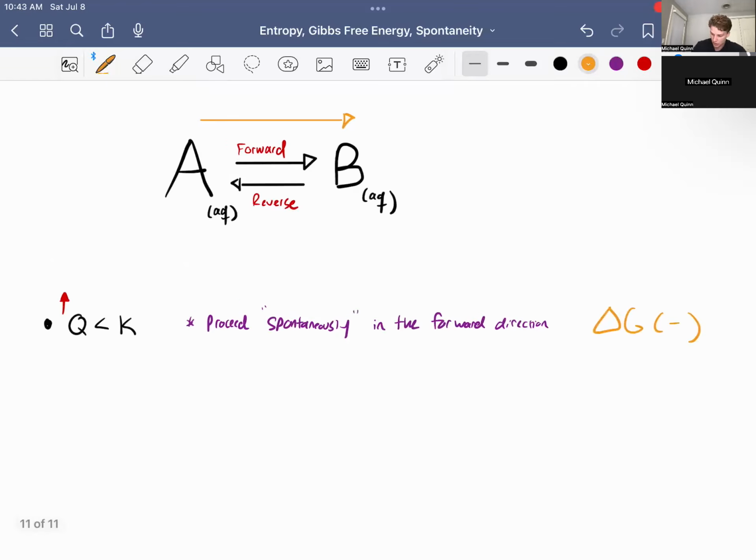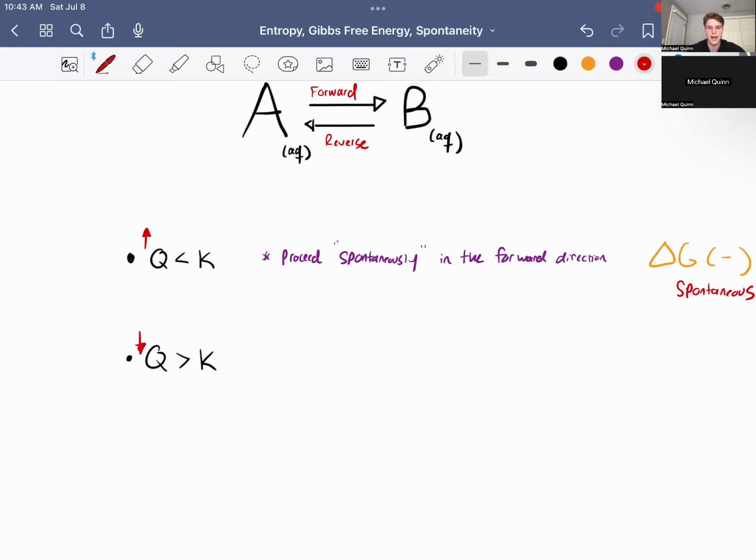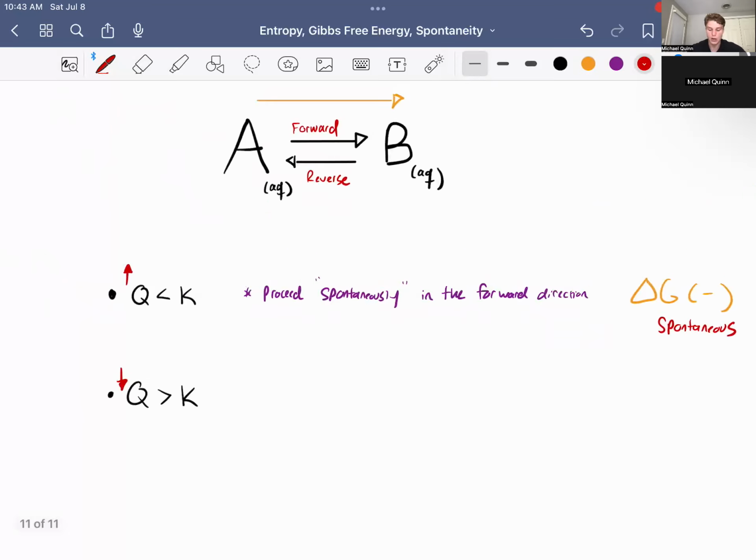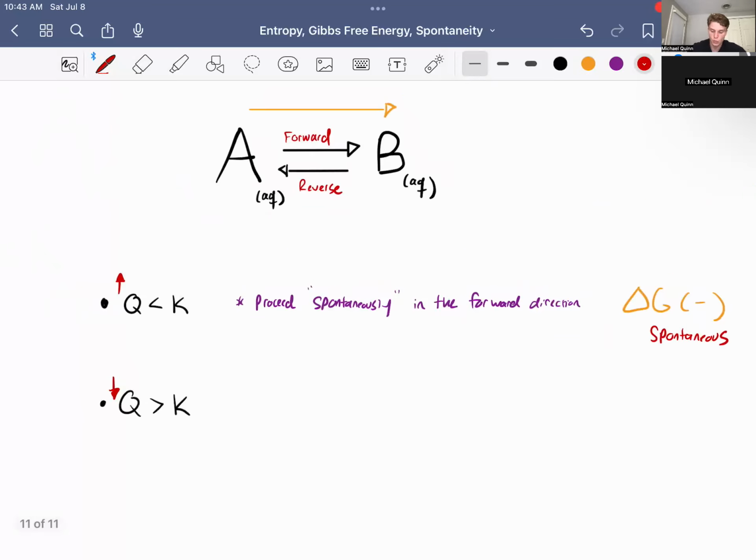Now, what happens when Q is greater than K? So in this case, Q needs to decrease in order to become equal to K and establish equilibrium. How can we decrease Q? Well, instead of running this reaction in the forward direction, making more products, we should decrease the amount of products we have and increase the concentration of our reactants. So we should run this reaction in the reverse direction.